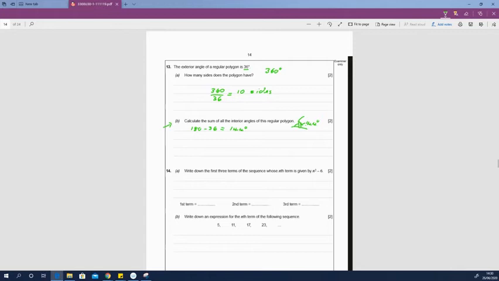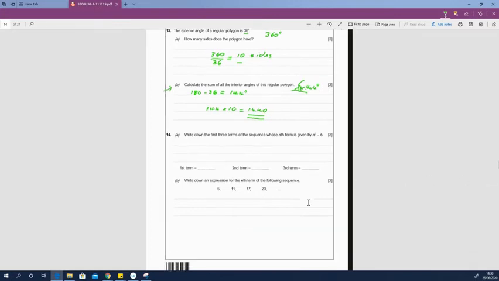Now we know there are 10 of these internal angles because there are 10 sides. So take our 144, multiply it by 10. The answer is 1440, and that is the sum of all the interior angles of that polygon.